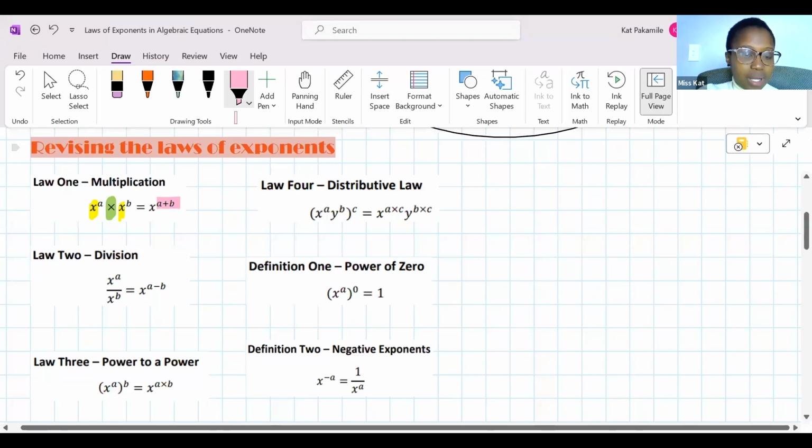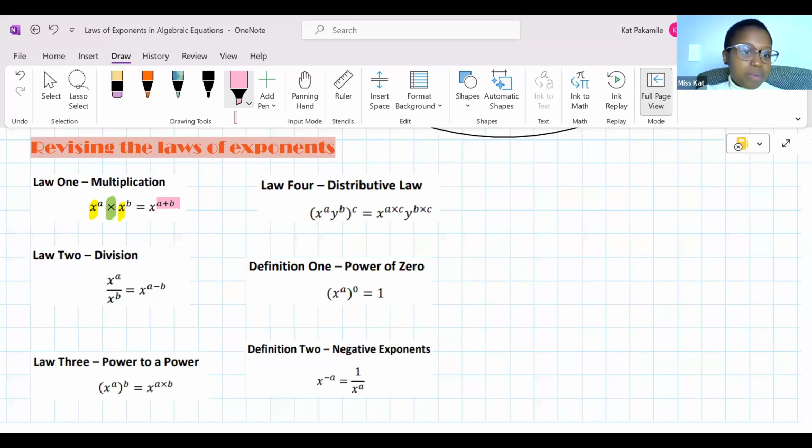A plus B. The second one is the law of division. It's quite the opposite of multiplication, literally. In this case, we are dividing, and when you're dividing, you subtract your exponents. Remember, same bases, okay? Same bases.